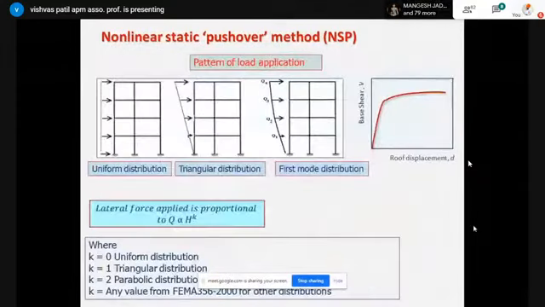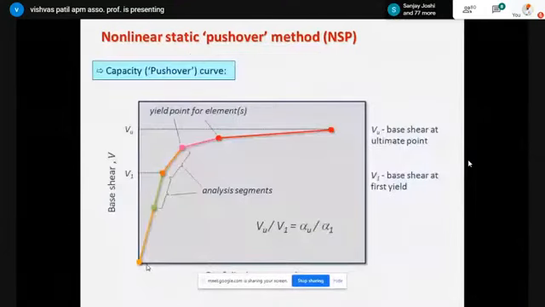Then in the pushover method, the structure is pushed by applying lateral forces. The structure is pushed in one direction by applying lateral forces. But what is the pattern of those lateral forces? First of all, up to this particular point it behaves elastically, therefore the stiffness will be constant.